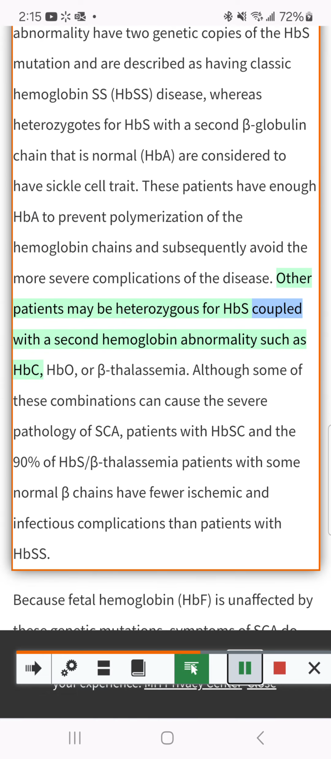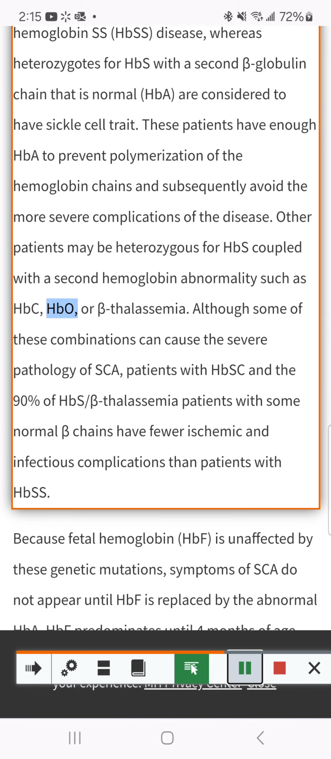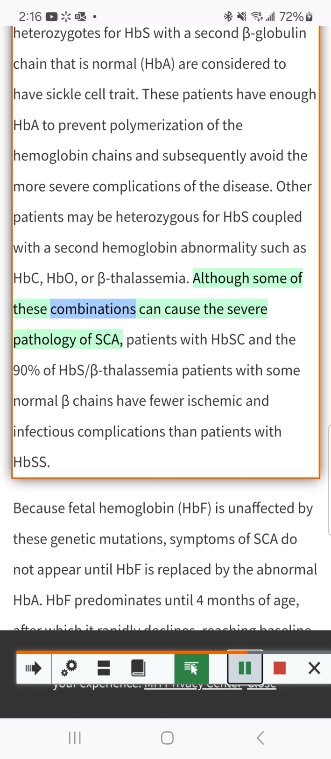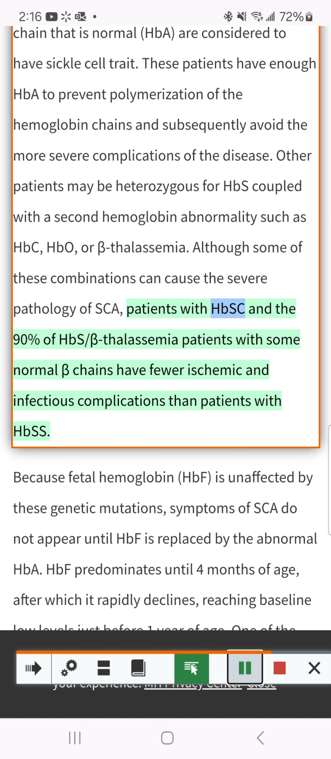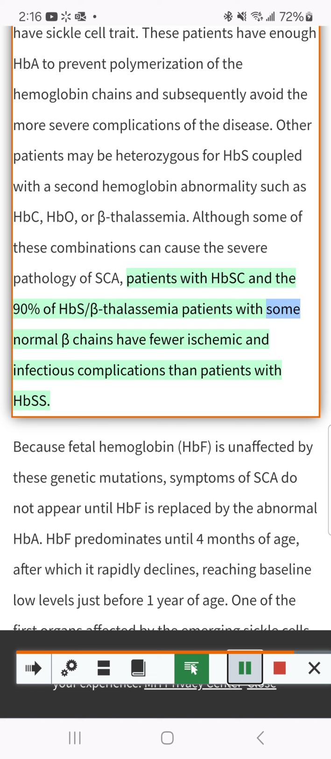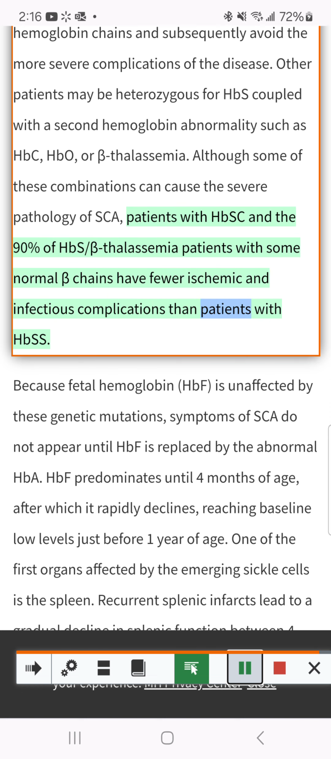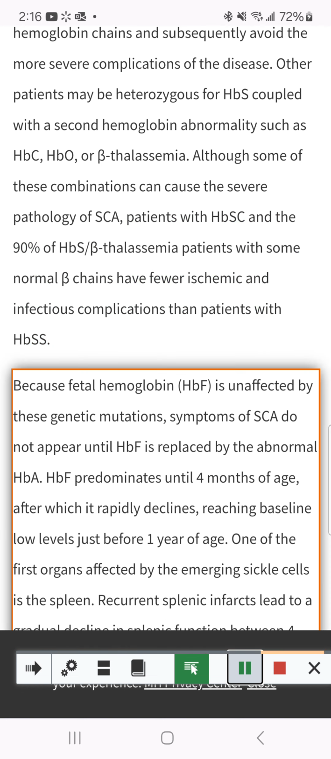Other patients may be heterozygous for HbS coupled with a second hemoglobin abnormality such as HbC, HbO, or beta thalassemia. Although some of these combinations can cause the severe pathology of SCA, patients with HbSC and the 90% of HbS-beta thalassemia patients with some normal beta chains have fewer ischemic and infectious complications than patients with HbSS.